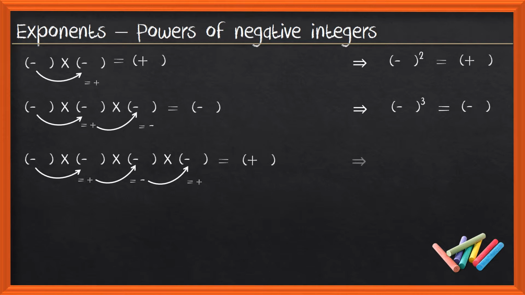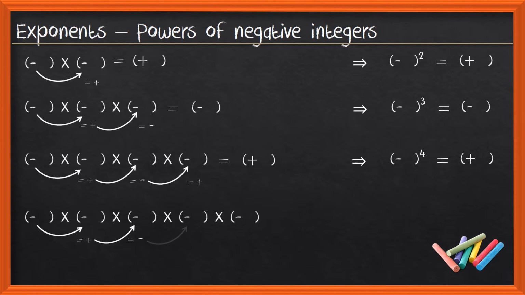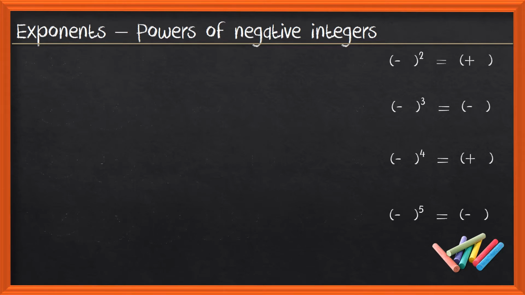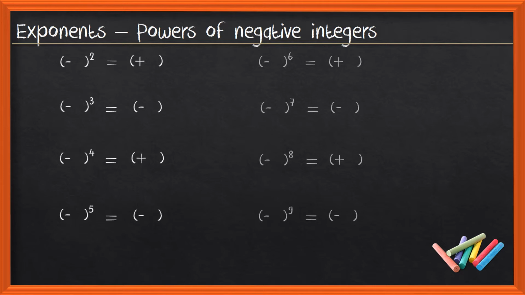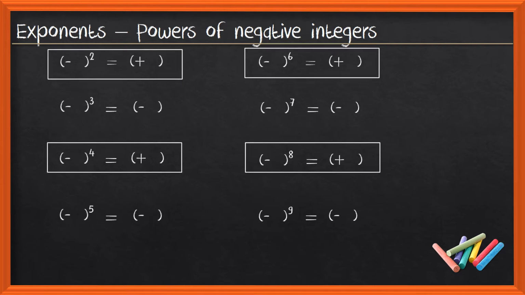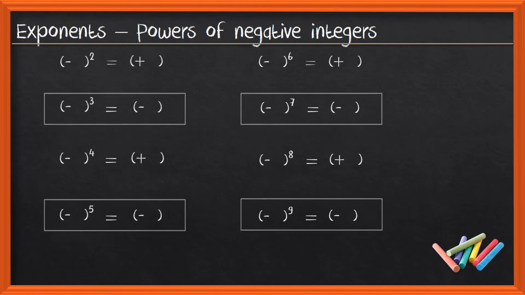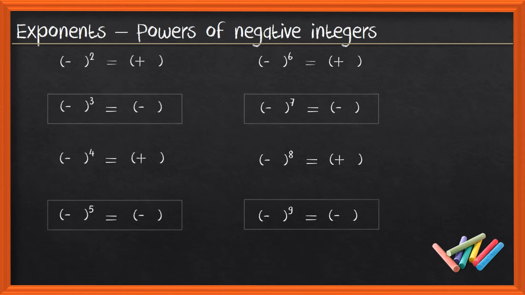We can write this in the exponential form. Negative integer to the power of 4 gives a positive integer. Similarly, when we multiply 5 negative integers, we would finally get a negative integer. Now writing this in exponential form, we would get a negative integer to the whole power of 5 gives a negative integer. For powers 2, 4, 6 and 8, we get a positive integer, and for powers 3, 5, 7 and 9, we get a negative integer.